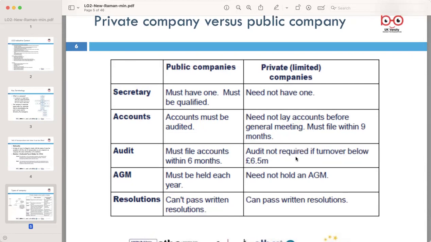No audit is required if turnover is below 6.5 million. An annual general meeting must be held each year by a public company, while a private company need not hold an AGM. A public company cannot pass a written resolution, but private companies can pass written resolutions.